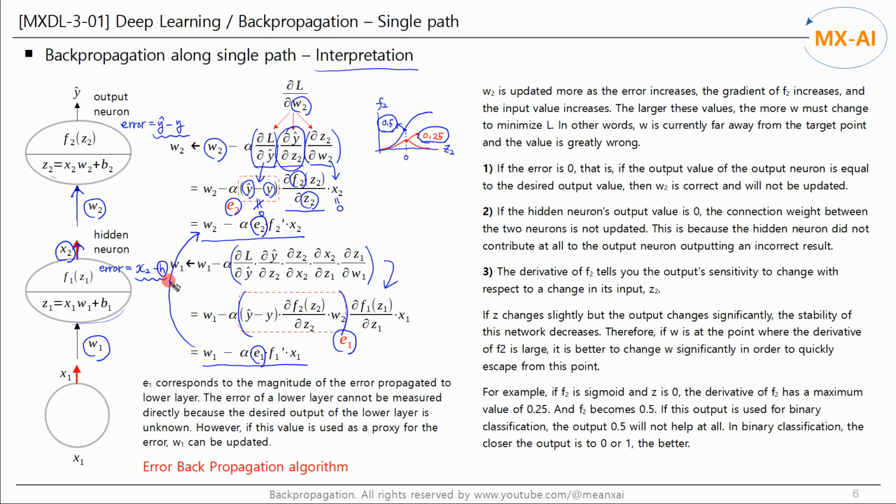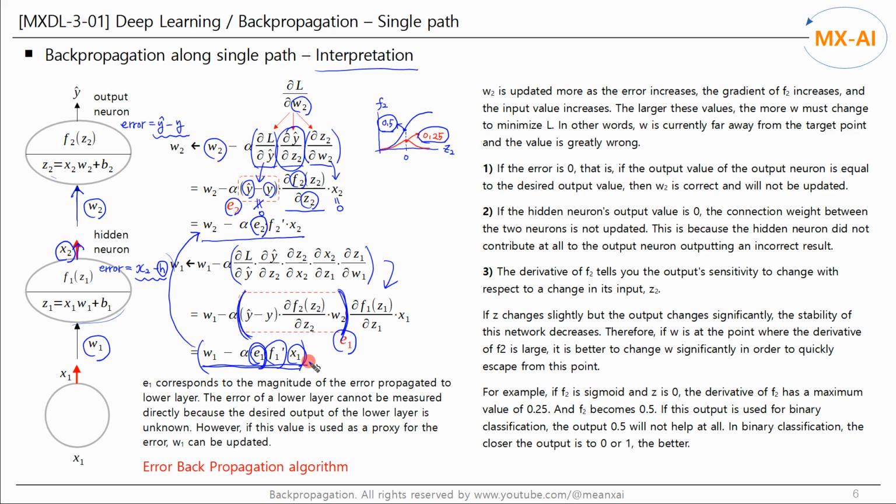However, even without knowing h, we can see that E1 corresponds to the error of the hidden layer. This allows us to update W1 with gradient descent using E1 as a proxy for the error in the hidden layer. This is what the expression that updates W1 means. W1 is responsible for this amount of error. The remaining F1' and X1 parts have the same meaning as the output layer.